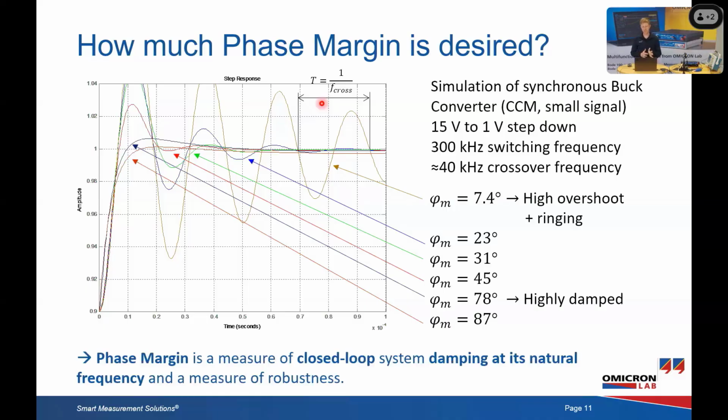So the phase margin is not only a measure of robustness, it's also a measure of damping of the closed loop system at its natural frequency.